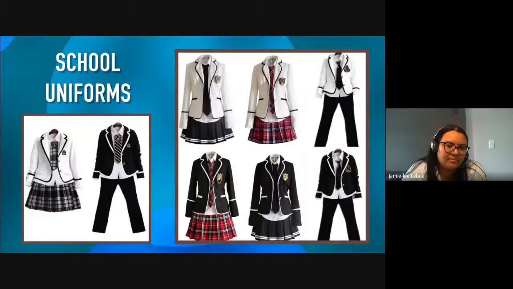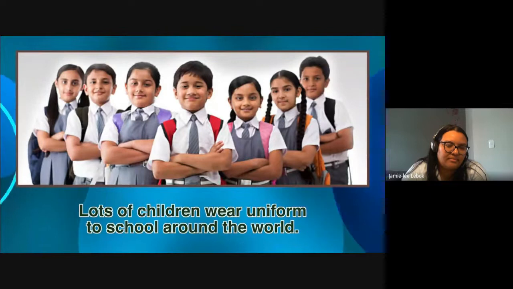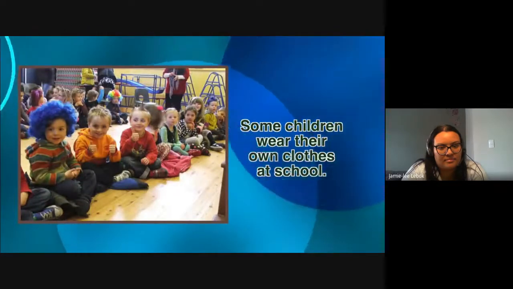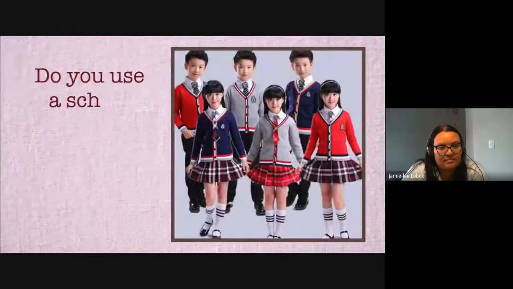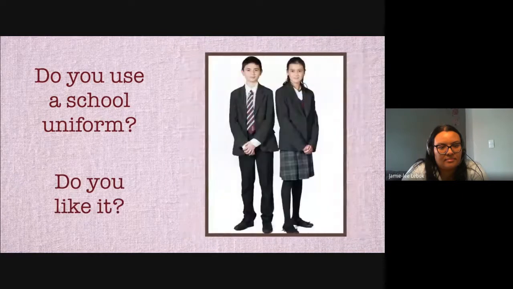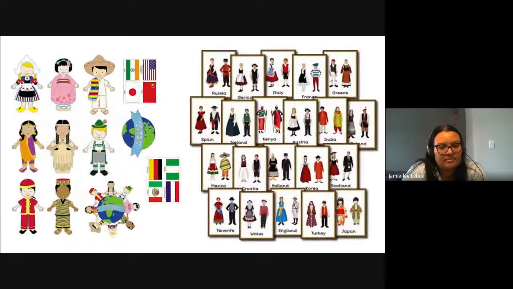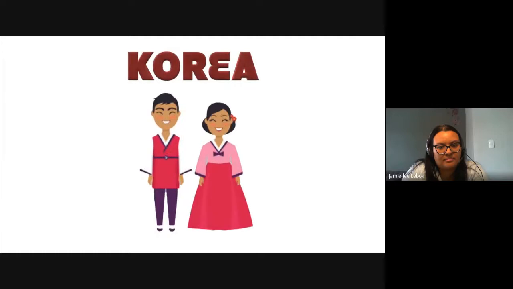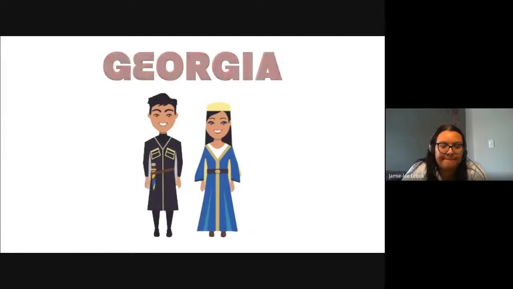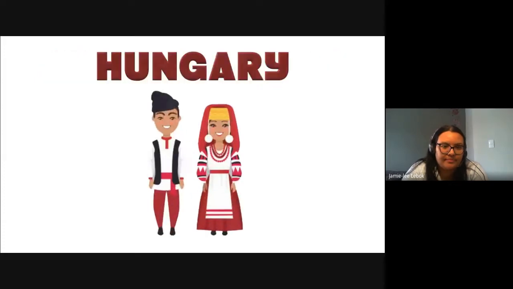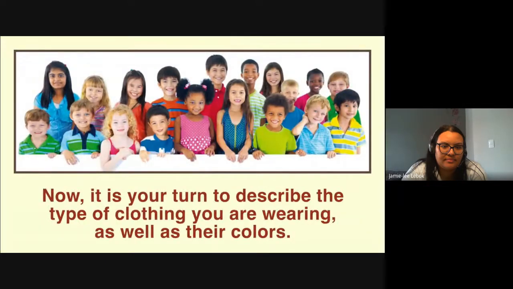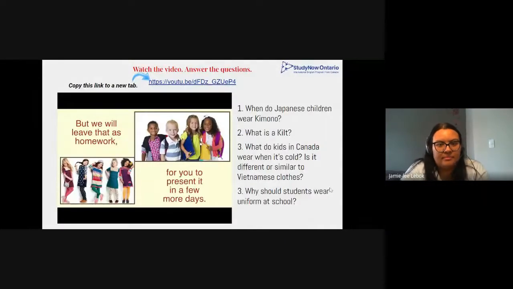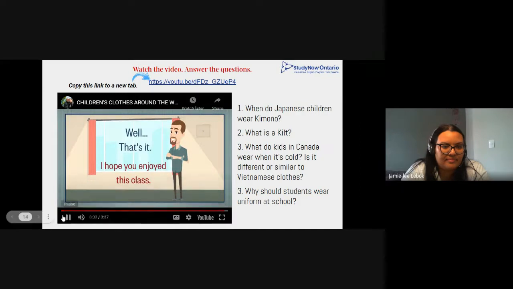School uniforms. Lots of children wear uniforms to school around the world. School uniforms are different colors and different styles. Some children wear their own clothes at school. Do you use a school uniform? Do you like it? Let me show you some more examples of children's clothing around the world. Alaska, Venezuela, Ethiopia, Korea, Polynesia, Georgia, North America, Hawaii, Hungary. Now it is your turn to describe the type of clothing you're wearing as well as their colors. But we will leave that as homework for you to present in a few more days. Well, that's it. I hope you enjoyed this class.